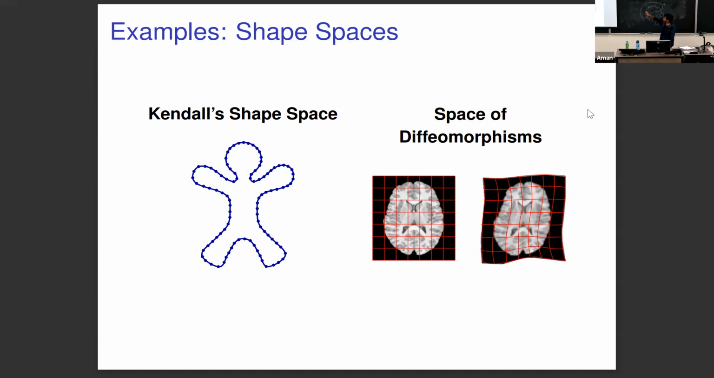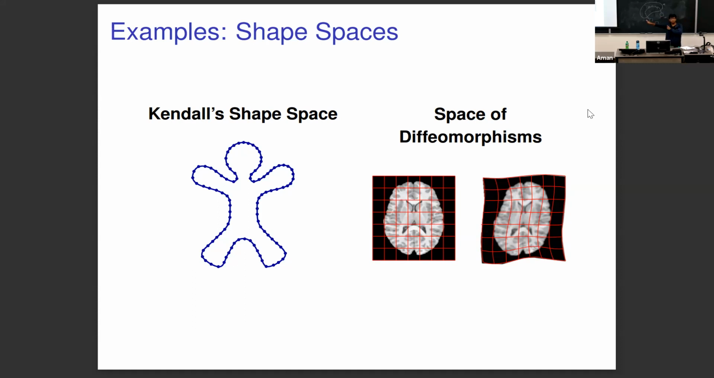And there is another shape space called the space of diffeomorphisms. As you imagined in the previous example, where we saw that the coordinate system was being deformed to get different variations of the same shape, this is what is happening here. It's like an infinite dimensional Riemannian manifold where the shapes are represented as the deformation of the coordinate chart itself.